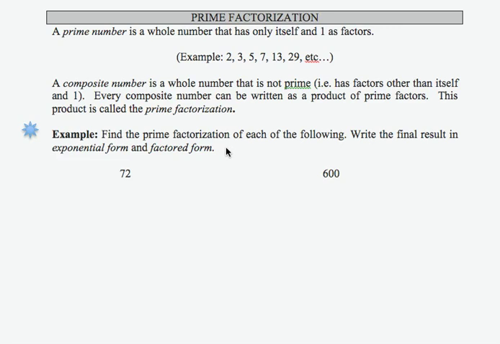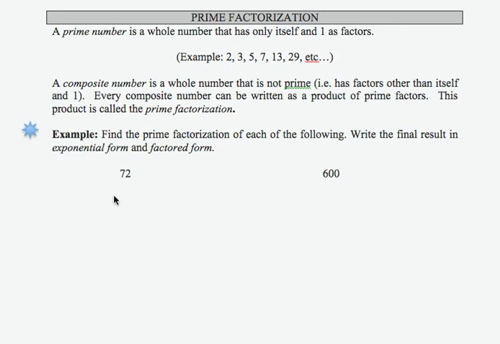In this example, I'm asked to find the prime factorization of each of the given numbers. There's some information at the top of the screen that will remind you what a prime number is, what a composite number is, and what prime factorization is. So you might want to take a second and stop the video and read the information there, because you're going to use that information to help us solve this problem.